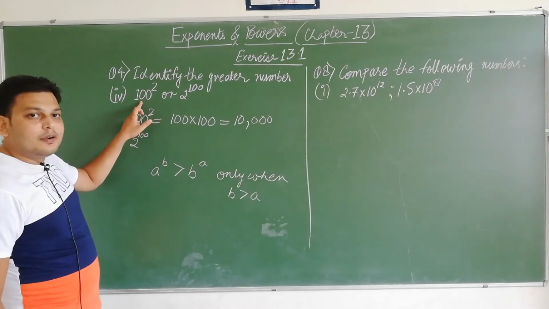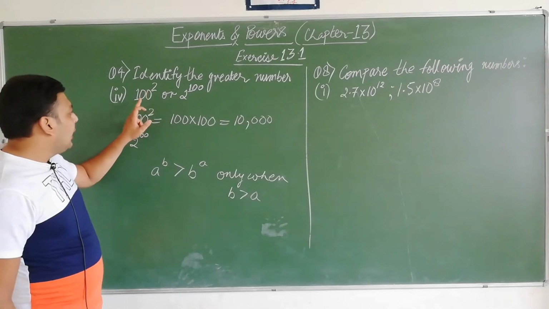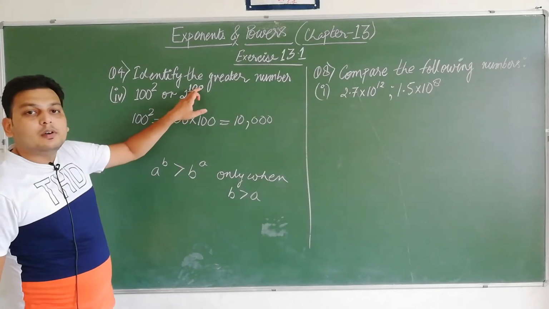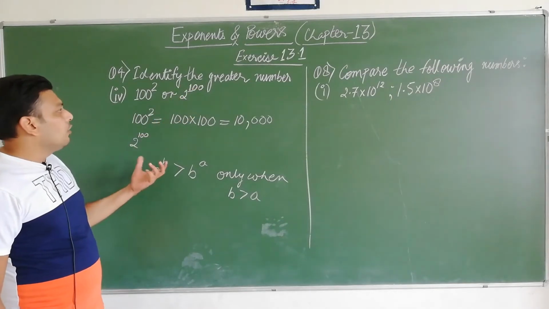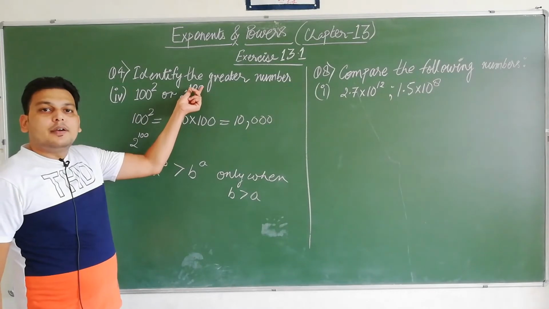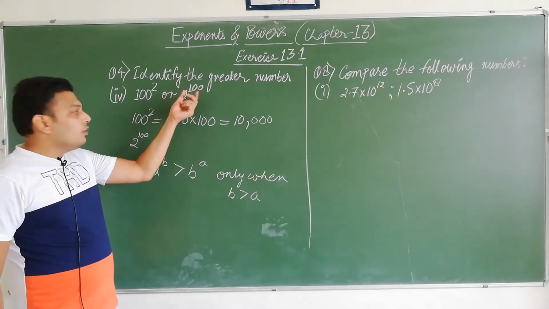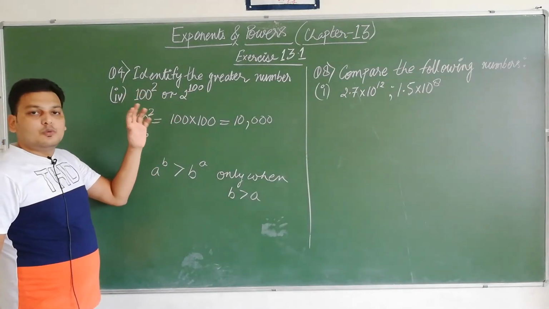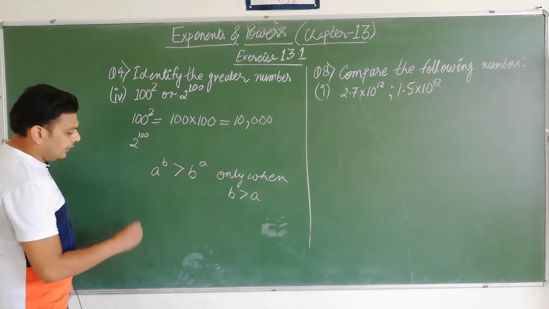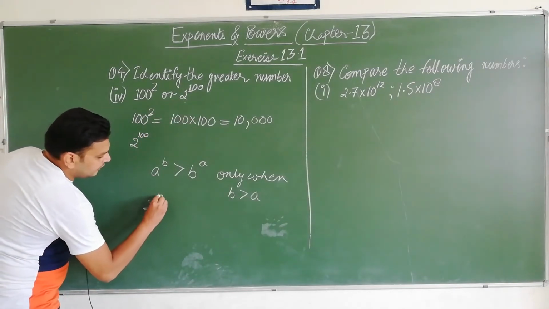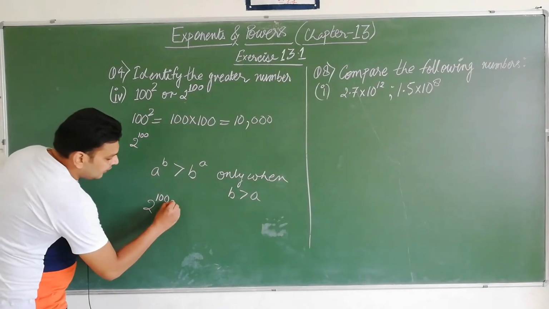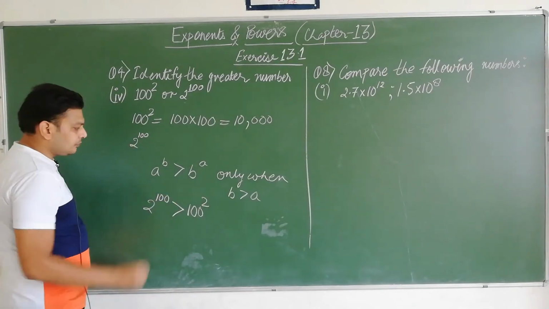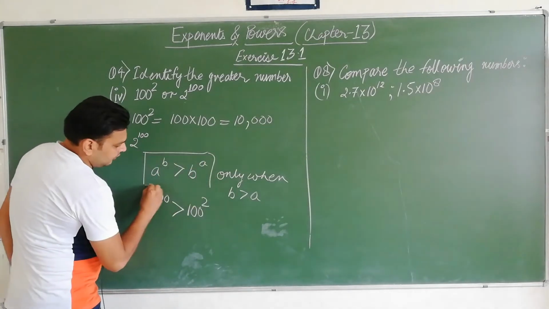Okay. Now check this number. Here a is equal to 100 and b is equal to 2, and we are comparing 100 to the power 2 with 2 to the power 100. So which number will be greater? 2 to the power 100 will be greater because the power of 2 is highest. Here the power of 100 is 2. So we can say without calculating that 2 to the power 100 is greater than 100 to the power 2. Right? So write it.